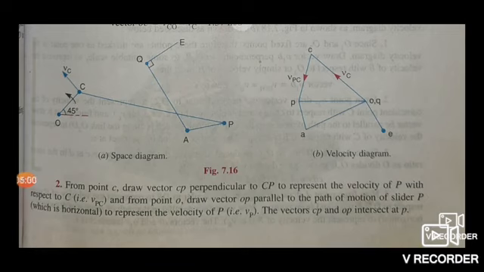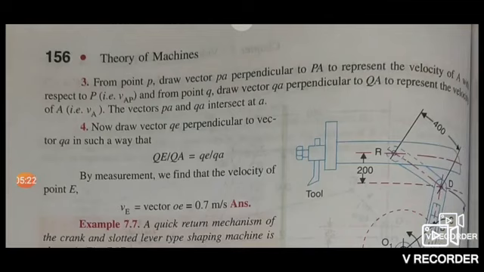Draw OP, which is horizontal, to represent the velocity of P, that is VP. Therefore, vector CP and OP intersect at point P. Third point, from point P, draw vector PA perpendicular to PA to represent the velocity of A with respect to P, that is VAP, and from point Q, draw vector QA perpendicular to QA to represent the velocity of A, VA. The vector PA and QA intersect at A.